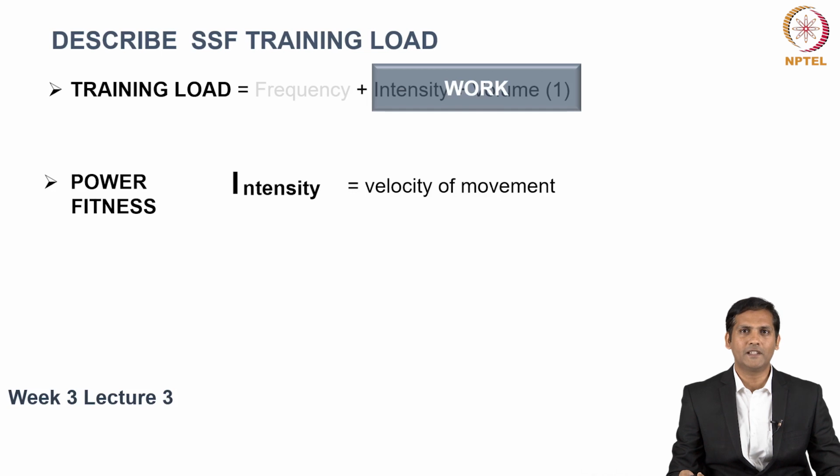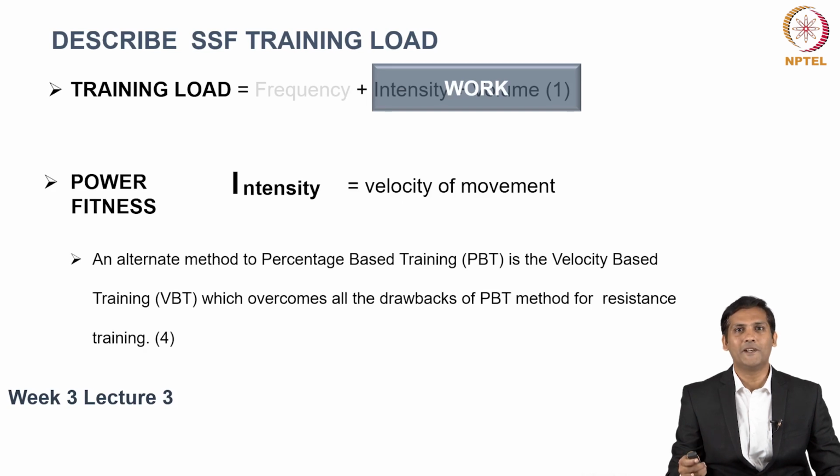Now let's start with the second sport specific fitness variable, power fitness, and describe the intensity. A power intensity can be described by velocity of movement. Now recollecting the percentage-based training method which we use to prescribe muscular strength training, velocity-based training is an alternative method which overcomes all the drawbacks of percentage-based training.